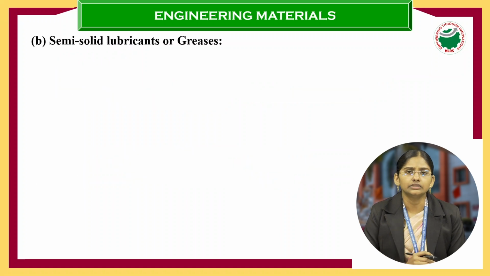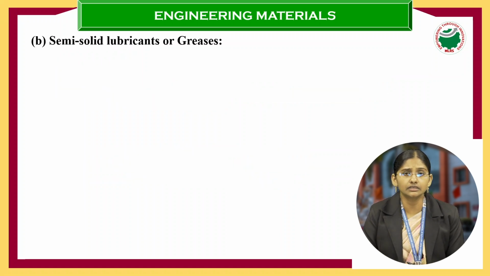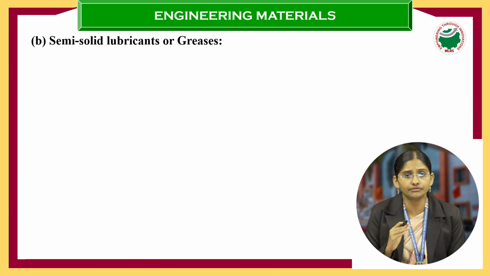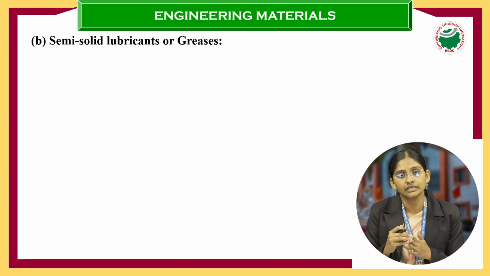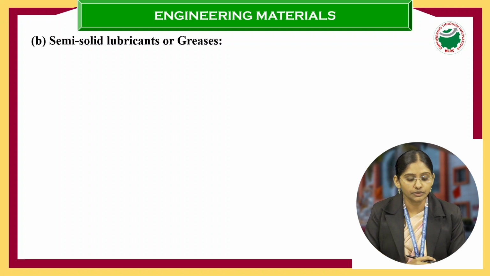So this is about the liquid lubricants. When you apply a liquid lubricant between two parts of a machine, it can form a continuous film. These liquid lubricants are of three types. What are they? Animal and vegetable oil, mineral oil, and blended oil. And next we come to the second type of lubricant, that is semi-solid lubricant.